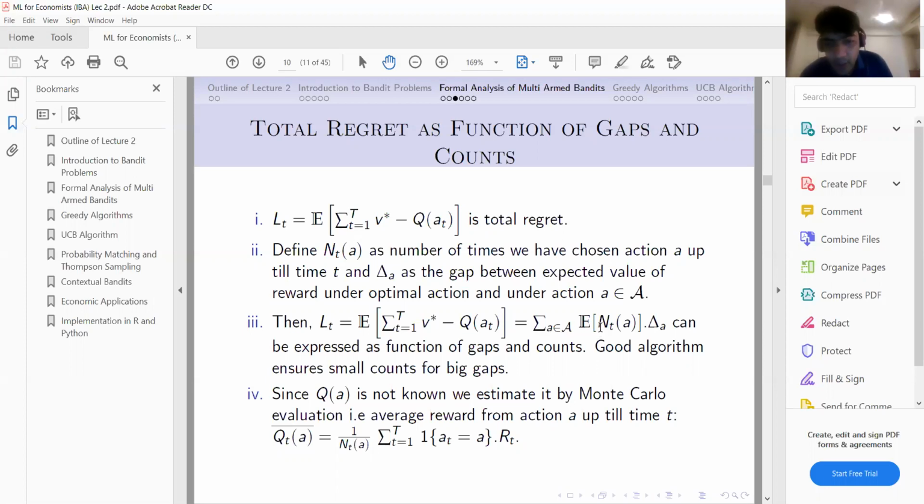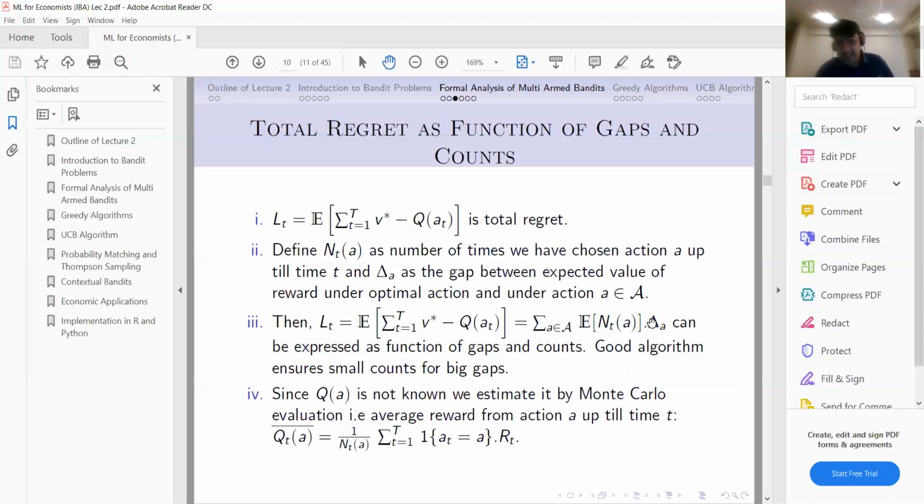And if you think a bit about it, the total regret is just equal to the number of times you chose that action times its regret, right? So it makes a lot of sense. If you do this across all actions, then you'll just get the total regret, right? So in this case, we just express the total regret as a function of gaps and counts. So this is the count and this is the gap.